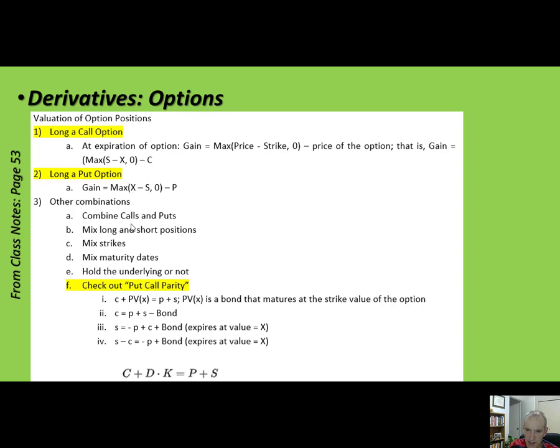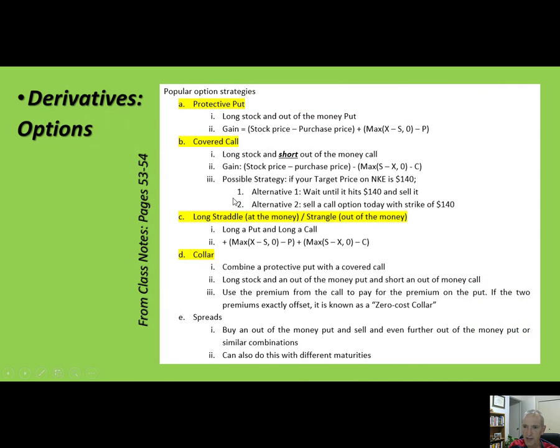So you'll see the strategies we're going to do: protected put, covered call, straddles, and collars. Those are the four I'm going to put on the exam. We're not going to do spreads. They're just a little too difficult to do.